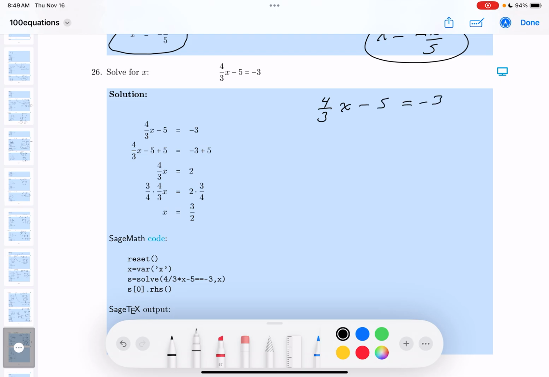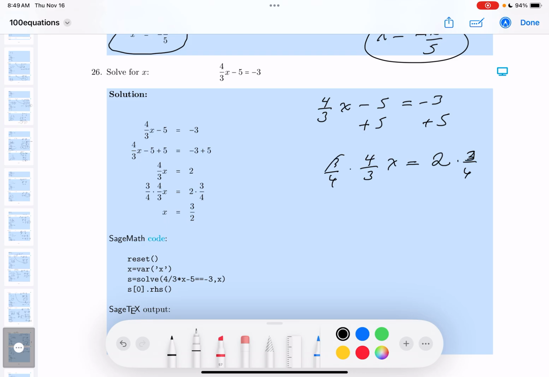One thing I'd recommend is to just add 5 to both sides because it's relatively simple to do. You would get 4/3 of an x is equal to, well, minus 3 plus 5 is just 2. Then what I would recommend is to multiply both sides by the reciprocal of the variable's numerical coefficient, which would be 3/4. Again, we're multiplying both sides by 3/4.